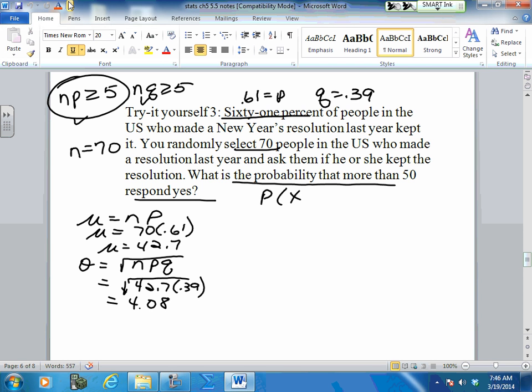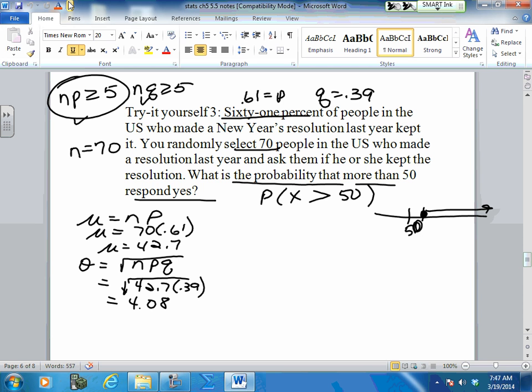Now, your probability statement. This is important. What is the probability that more than 50? How do I say more than 50? We say greater than. So here's 50. Do I use 50? If you have more than 50, you have more. So I'm going to start at 51 and I'm going to go up. Is that my lower end or my upper end?